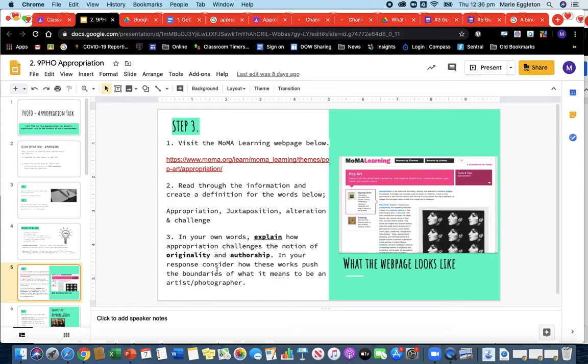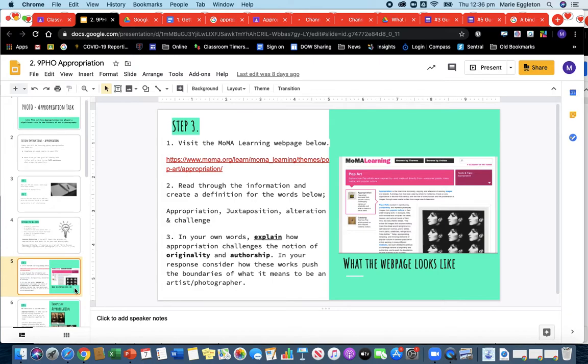In your response, I want you to consider how these works, the works that you saw last week where people were retaking old photos, how does it push the boundaries of what it means to be an artist or a photographer? Does it mean I have to have ideas, or can I just rip the ideas of other people? Or do I have to change them? What are your thoughts? Write that down.